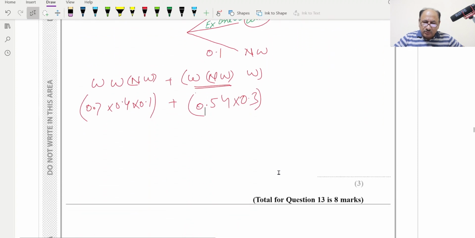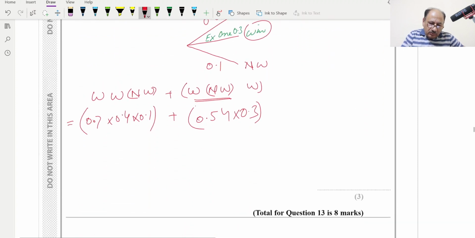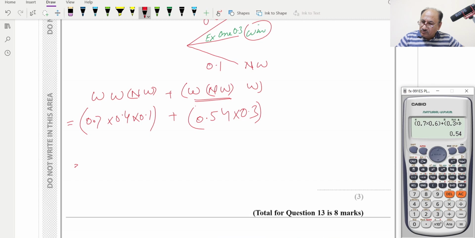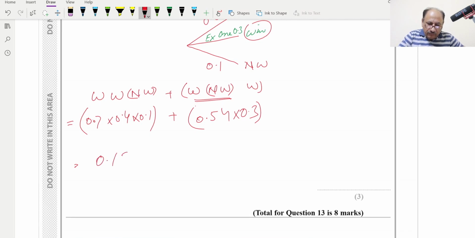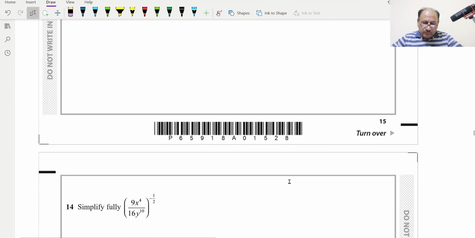So hopefully you understood this, and we can now calculate this probability. This will be (0.7 × 0.4 × 0.1) + (0.54 × 0.3), and this is equal to 0.19. So 0.19 will be the answer for this 3-mark question which we have done.